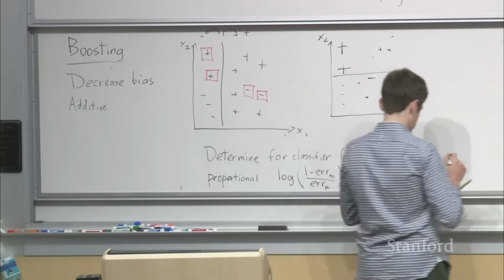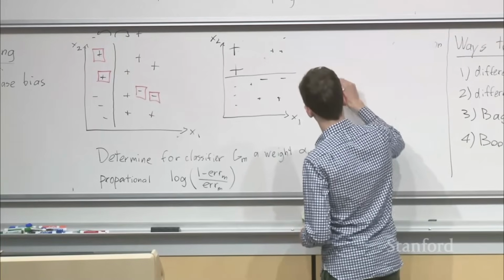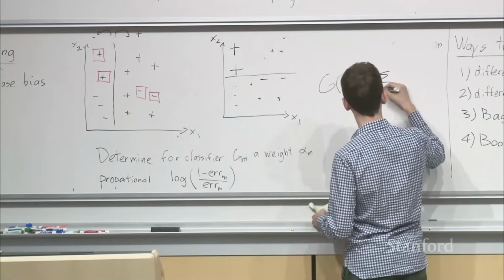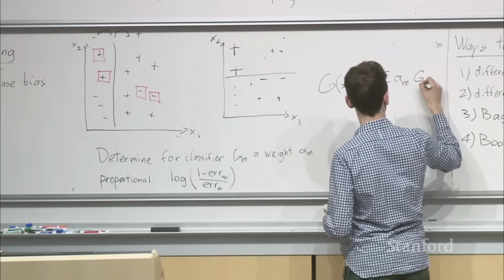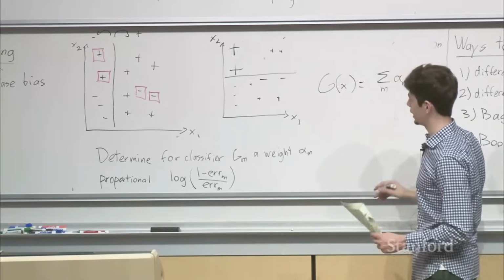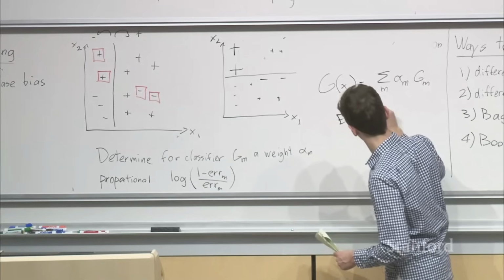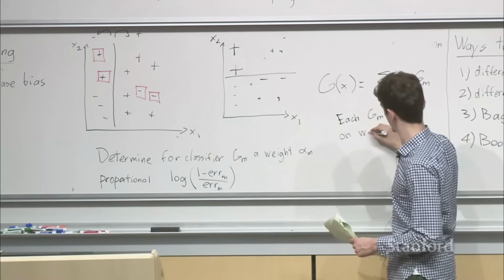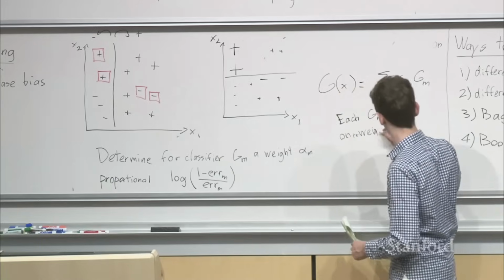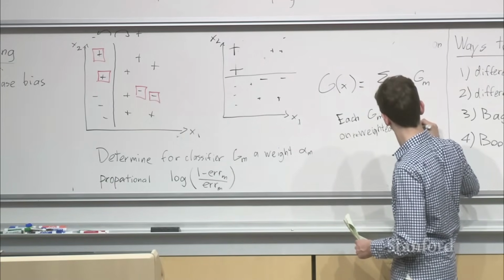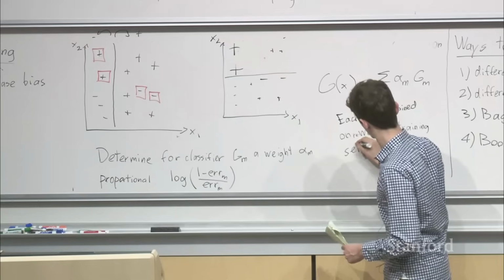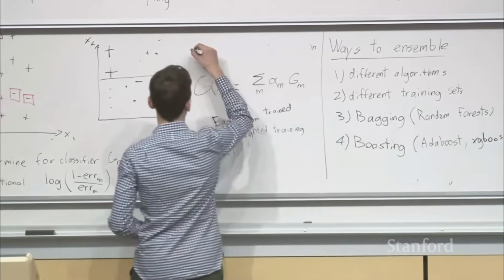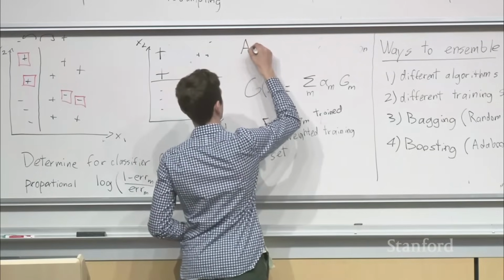Okay? And then your total classifier is just f of x, or let's just call it G of x again. G of x is just the sum over m of alpha_m G_m. Okay? And then each G_m is trained on a reweighted training set. I've glossed over a lot of the details here in the interest of time, but the specifics of an algorithm like this will be in the lecture notes. And this algorithm is actually known as AdaBoost.